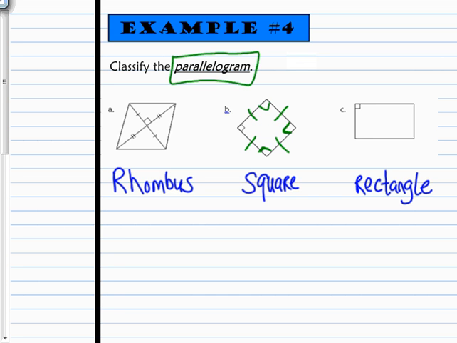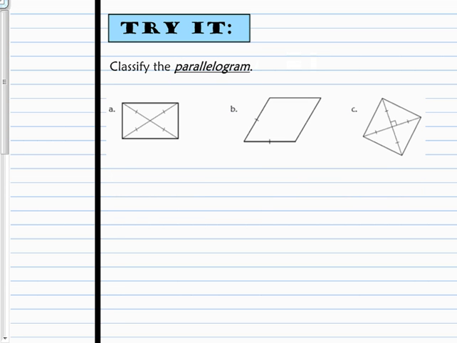And then lastly, letter C, we know that C is a rectangle because all we know is that we have a 90-degree angle here. This has to be a 90-degree angle, and this has to be a 90-degree angle. So with all these 90-degree angles, all we know is that it's a rectangle. Hopefully you did well on those. There was one of each. Let's look on to the next example.